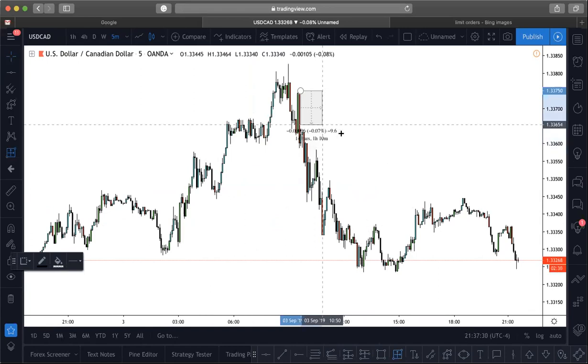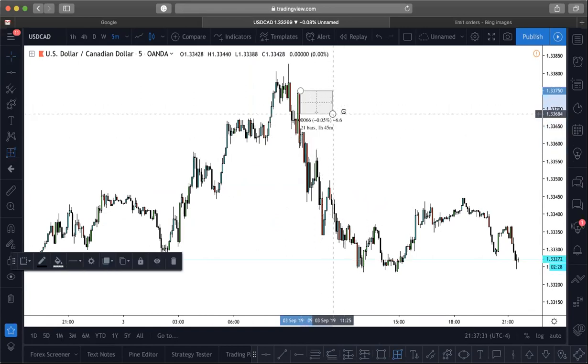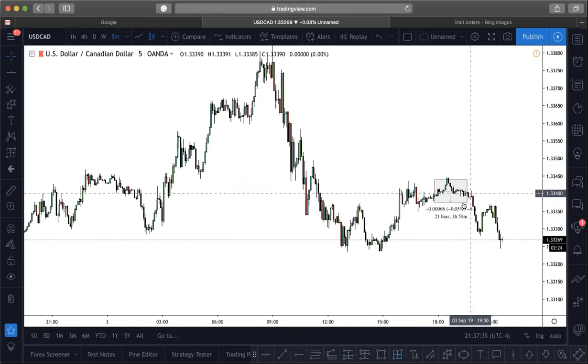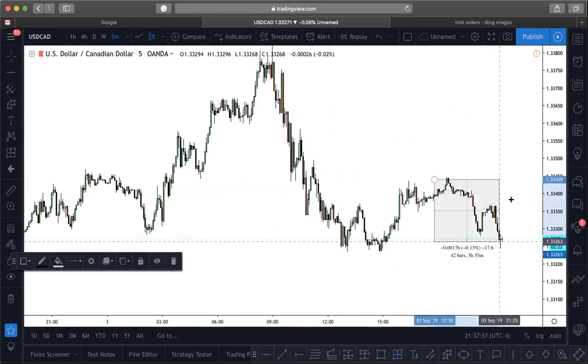So a scalper might enter a trade like this, right? You enter at this level and you take 17 pips, right?